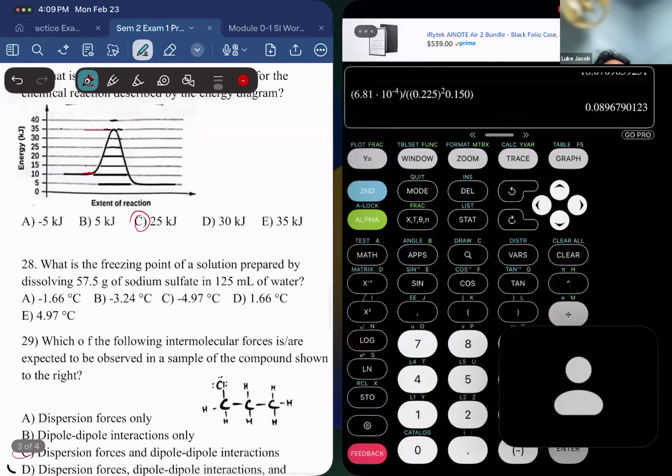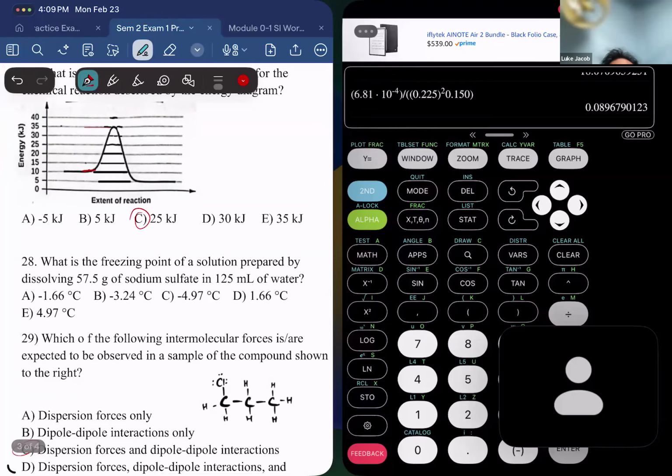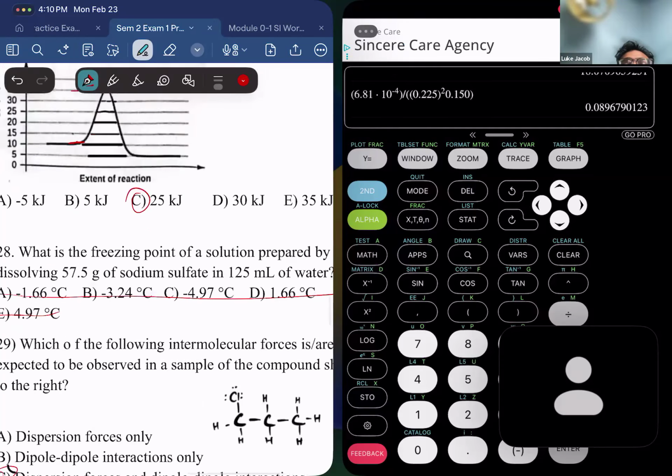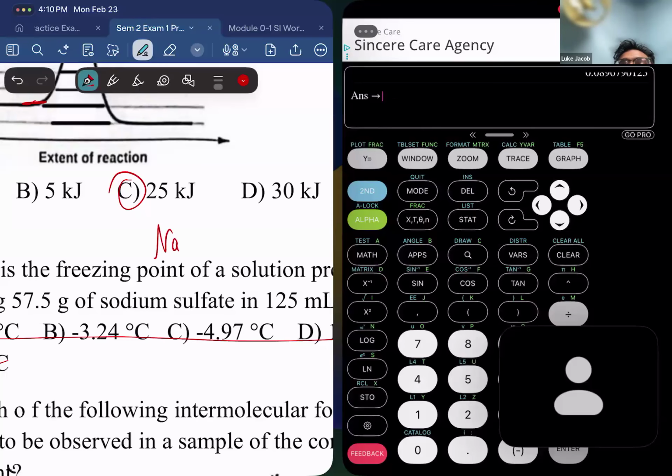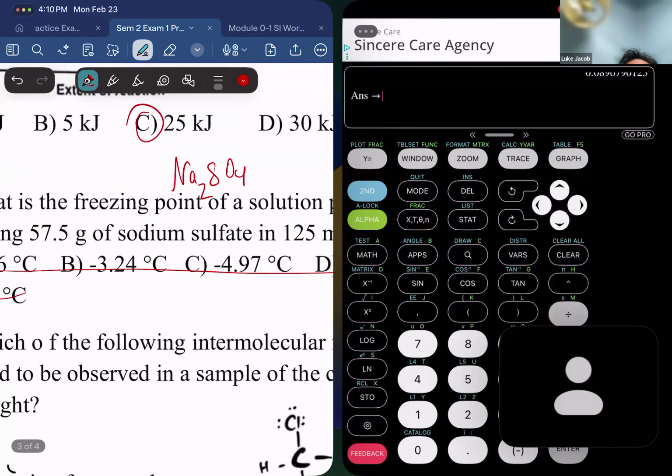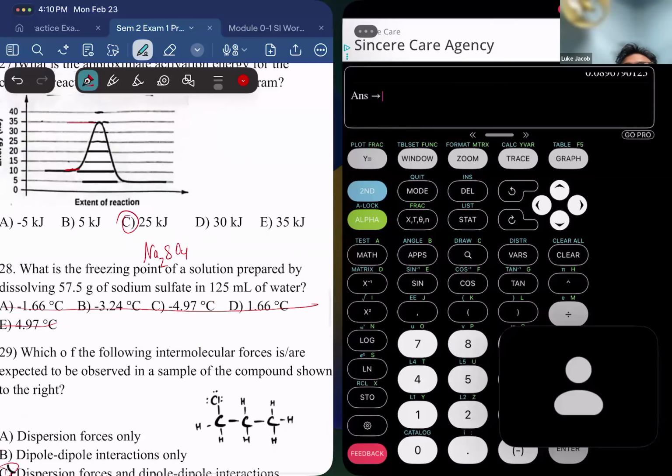All right, 28. So this question, there's no right answer. He did not put the right answer as any of the answer choices. So I circled on the answer key the lowest number, because you're going to get a really low number. But with this question, what you need to do is first identify what you have. It's sodium sulfate, so it's like this. And then you need to figure out the moles of this, and then 125 milliliters is going to be converted to 125 grams, and then you convert that to kilograms.